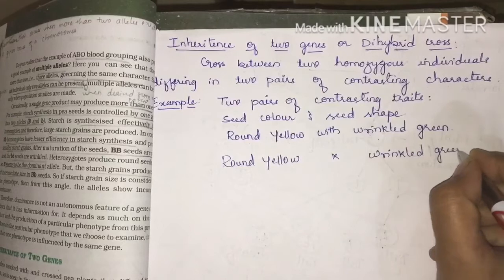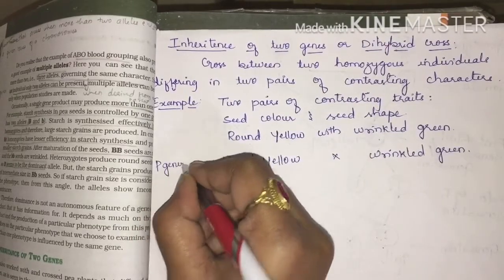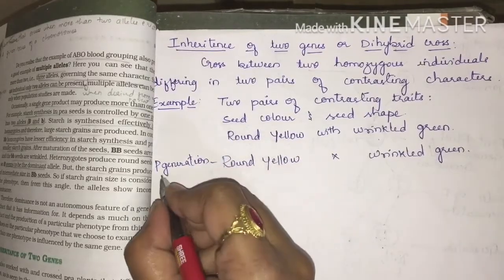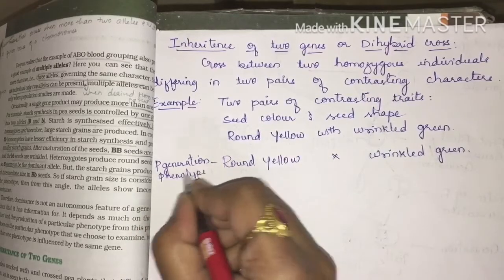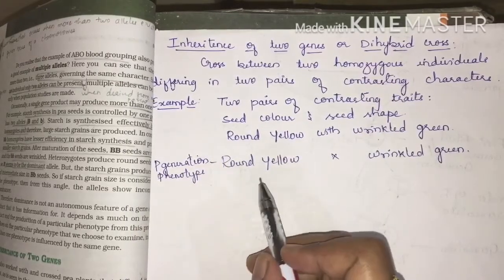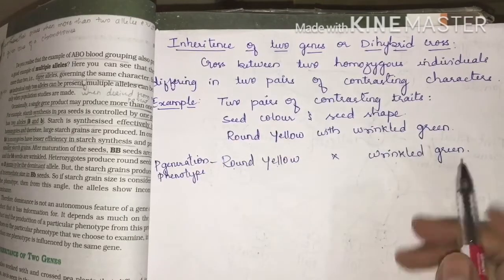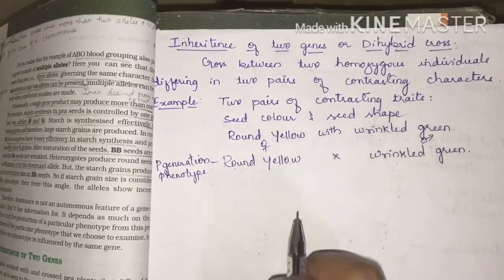This is the P generation or parent generation, and this is the phenotype of the parent generation. What is phenotype? Physical appearance, outer appearance, morphological appearance: round seed, yellow color, wrinkled seed, green color. In this, one can be female and another can be male, whichever you want you can give.